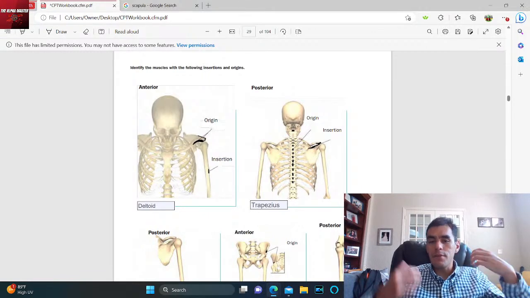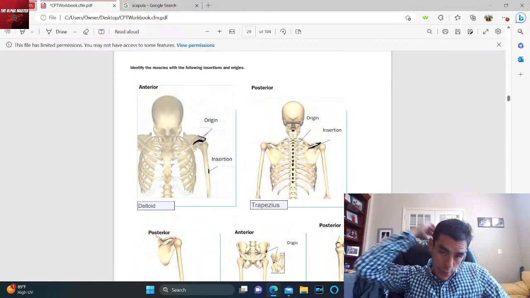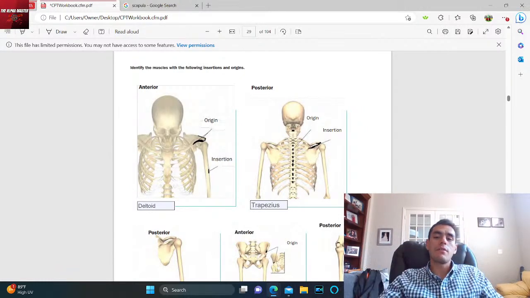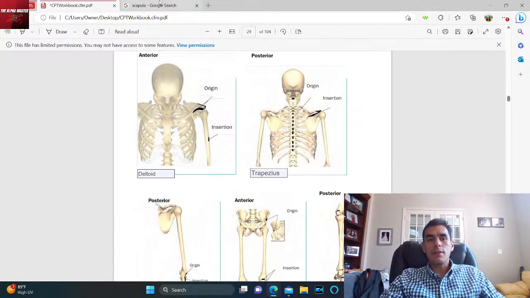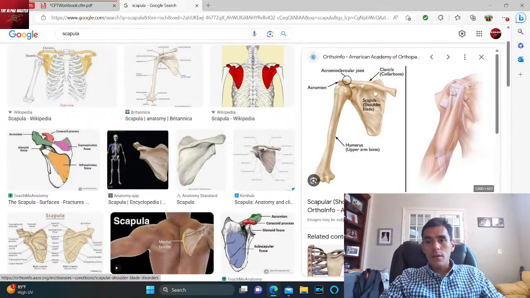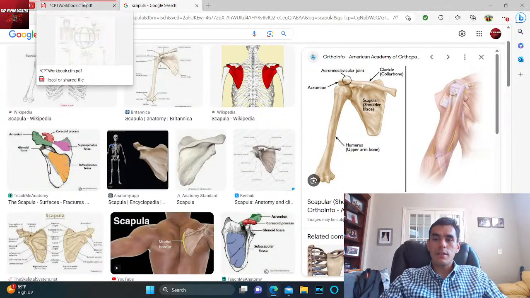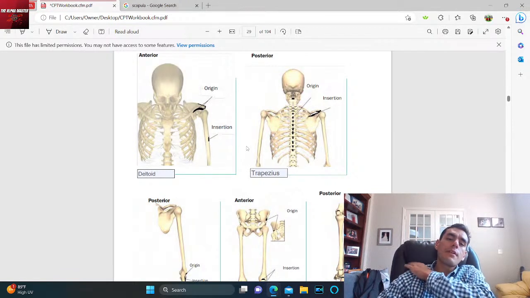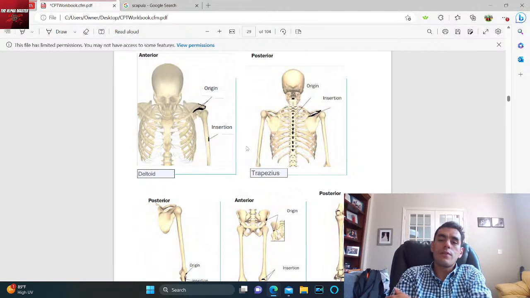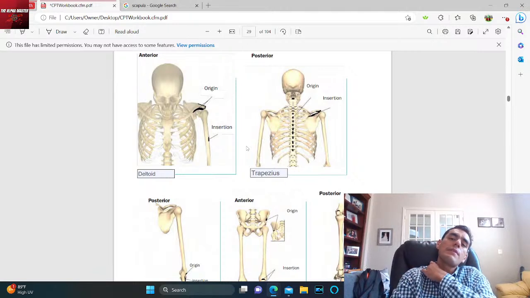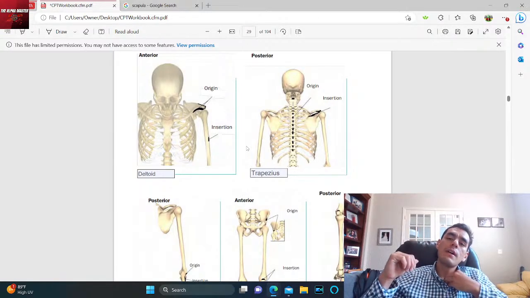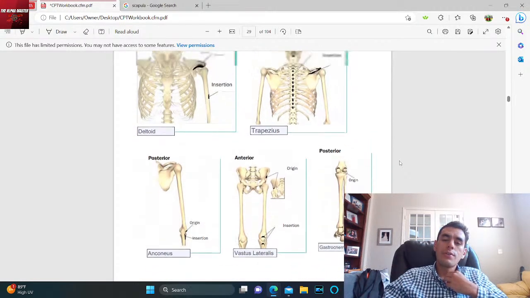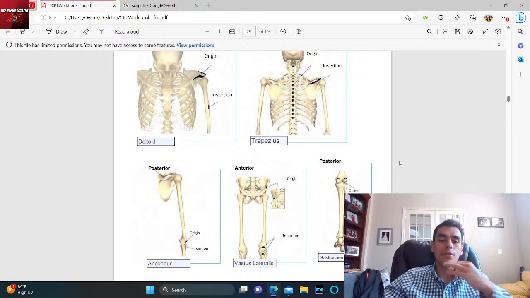Posterior side, you have the trapezius, where the origin is going to be in the vertebrae, and the insertion is going to be in the clavicle, yeah, the collarbone. For the deltoid, the origin is going to be in the deltoid right here, and the insertion is going to be in the humerus. For the trapezius, the origin is going to be on the vertebrae spine, and the insertion is going to be on the clavicle.